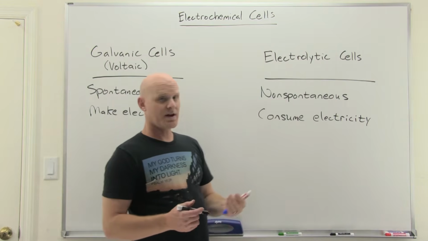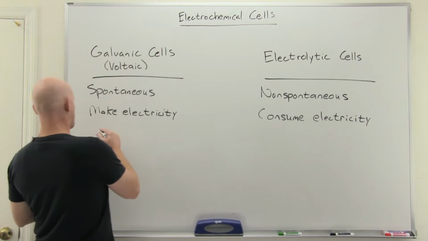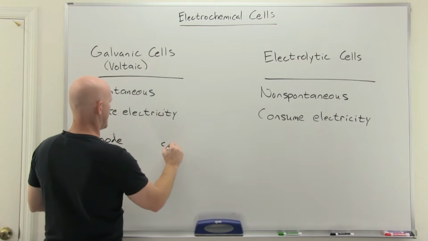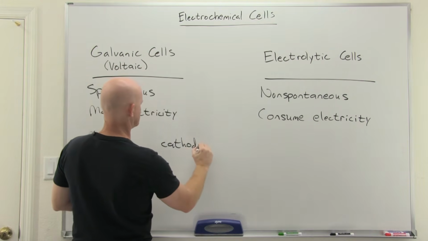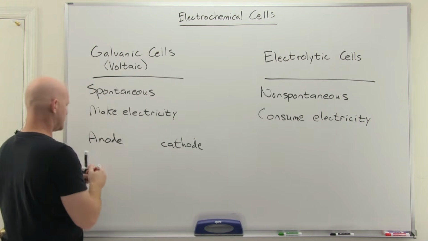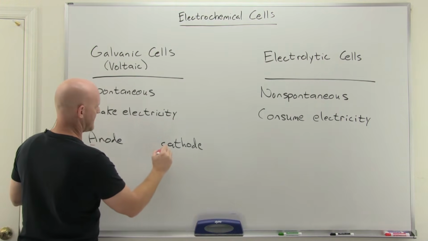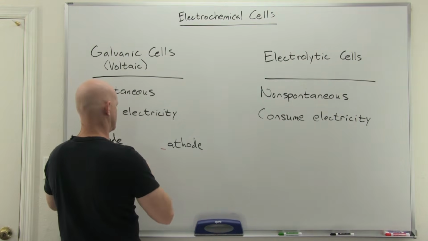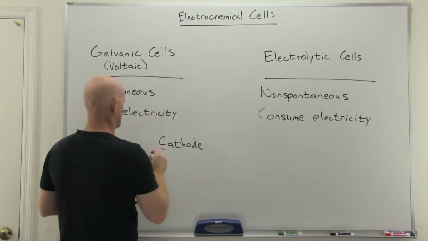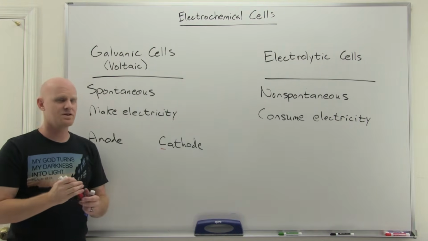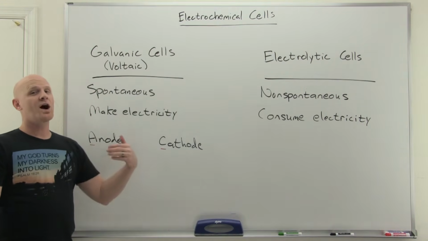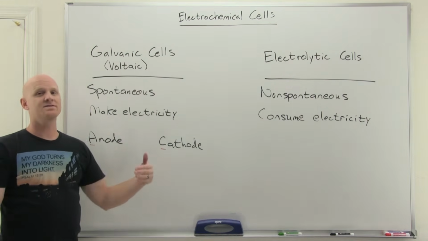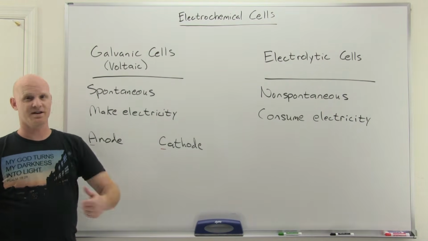Now, a couple things. We've got a little bit more definition here, and we have to talk about what's called the anode and what's called the cathode. Focus on anode, cathode. In fact, why don't we make that a capital C to match? It turns out these have set definitions. The anode is the site where oxidation takes place. It's the electrode where oxidation takes place. And the cathode is the electrode or site where reduction takes place.